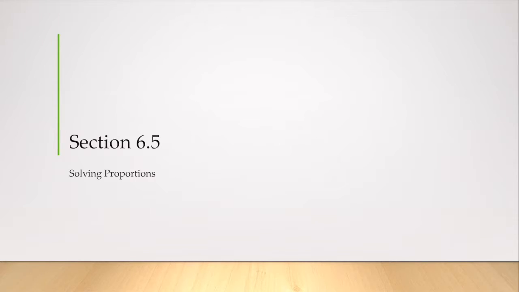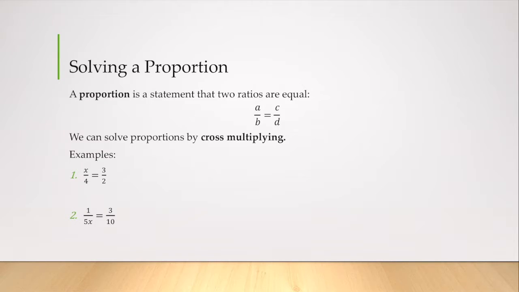Section 6.5 is about solving proportions. A proportion is a statement that two ratios or fractions or quotients are equal. We can solve these proportions by cross multiplying. So let's take a look at what that means.